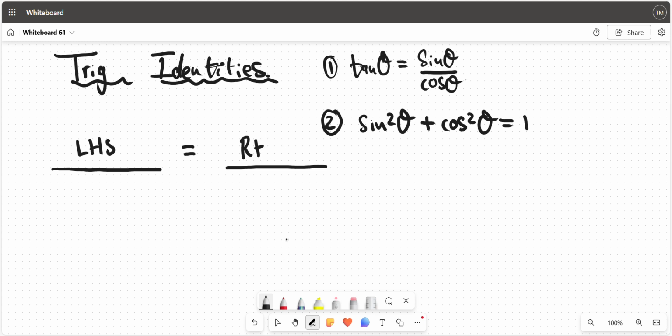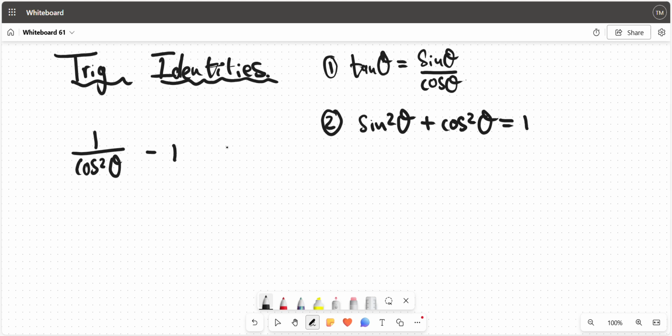So let me give you an example of how these would look. Let's take this first simple one where we are given 1 over cos squared theta minus 1 is equal to tan squared theta. That's the identity that we're given. So how do we prove this?